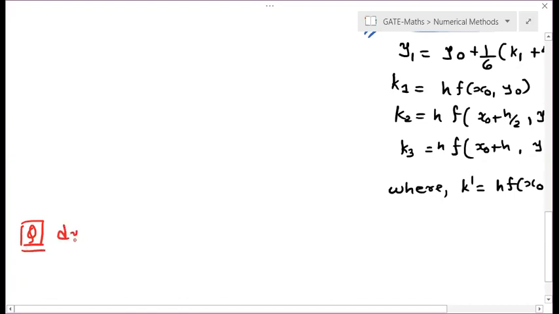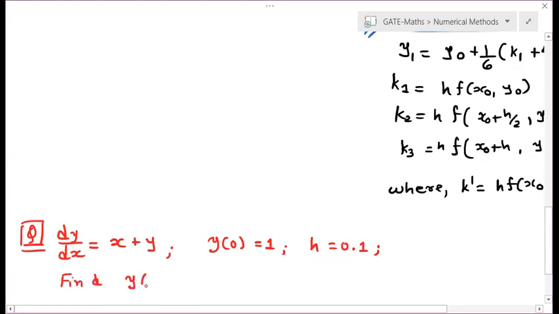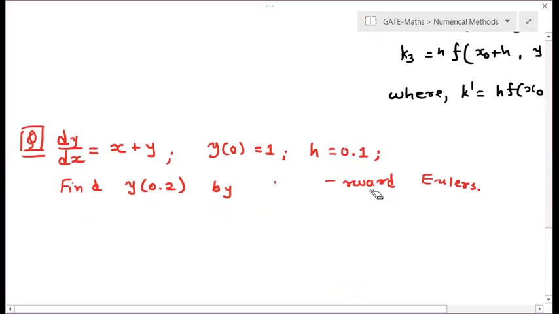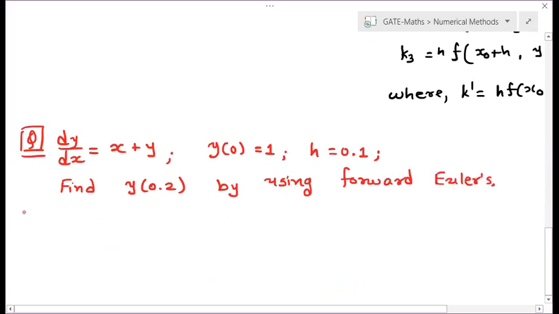Question number 1. If dy by dx is equal to x plus y, y of 0 equal to 1, h is equal to 0.1, find y of 0.2 by using forward Euler's. Solution.